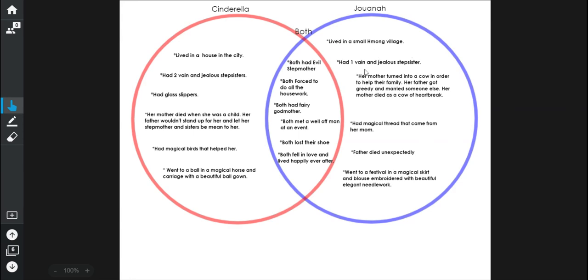Whereas in the other Cinderella story, the Hmong one, she lived in a small Hmong village. She had only one vain and jealous stepsister. Her mother turned into a cow, which is pretty crazy. She turned into a cow in order to help her family, and then her family got greedy. Well, her father got greedy and he married somebody else. And then her mother died as a cow of heartbreak. So that's how this one is way different from the regular Cinderella we know, right?